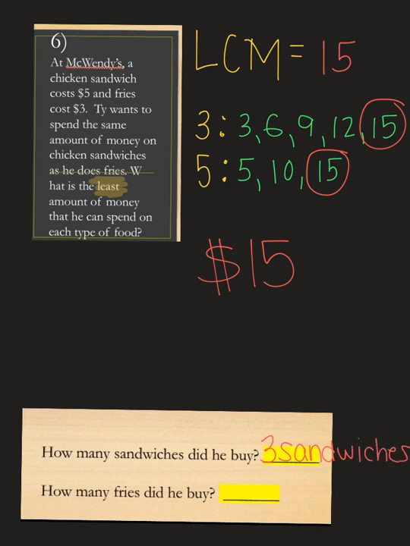And then how many fries did he buy? Well, he spent $15 on fries as well, and each fry costs $3. So 15 divided by 3 means he can buy 5 fries.